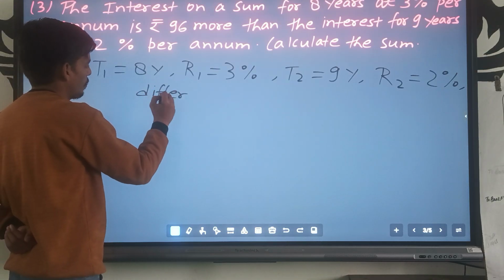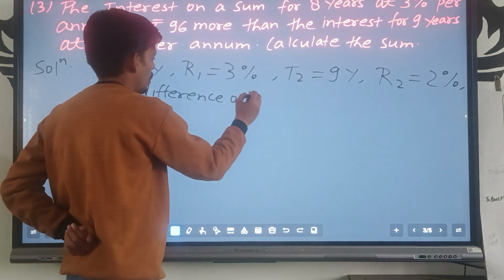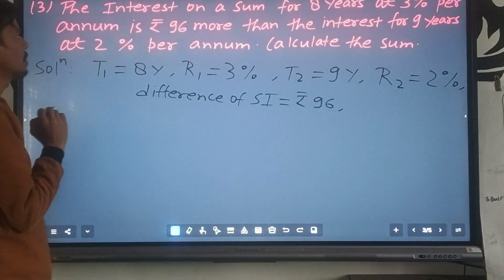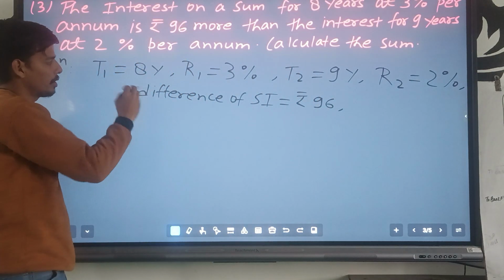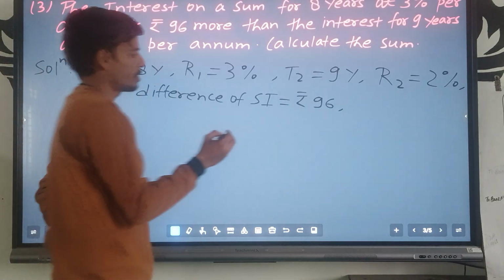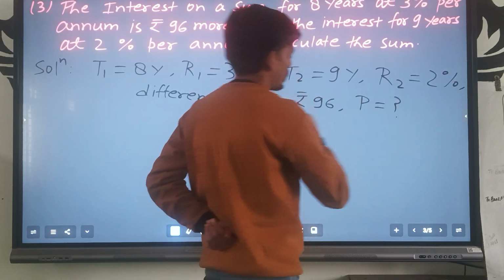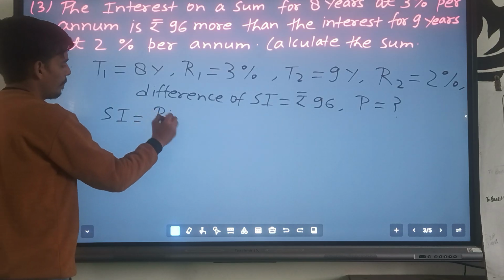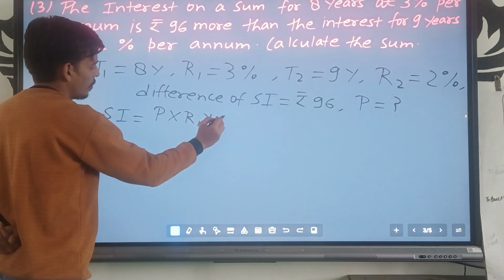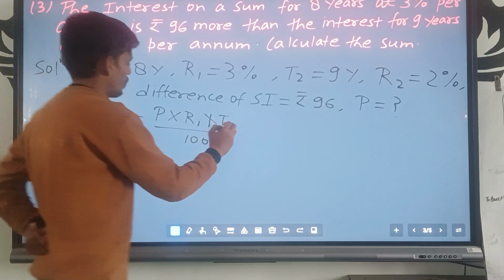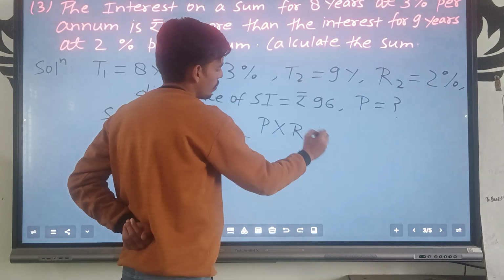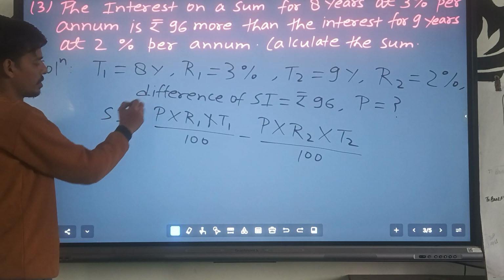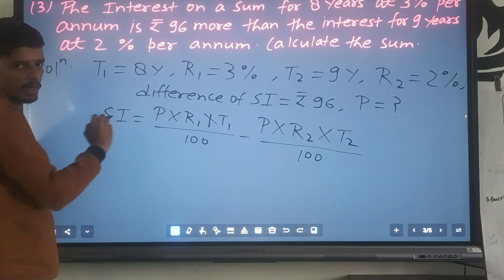Difference of SI equals rupees 96. Calculate the sum. On a sum means the value of P is the same for both conditions, so we will find this principal. So the formula: SI equals P into R1 into T1 upon 100 minus P into R2 into T2 upon 100. The difference of interest is given, so we will take this formula, and the principal is the same in both cases.